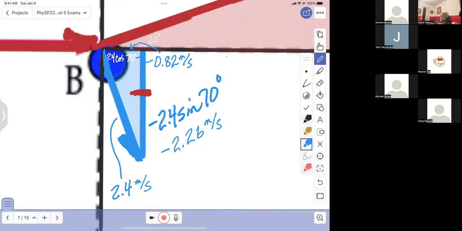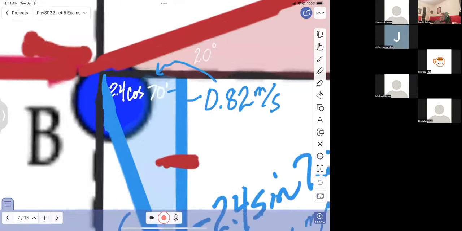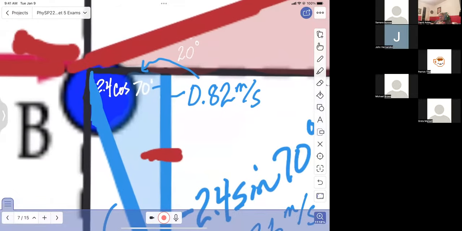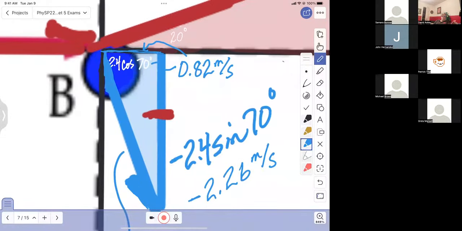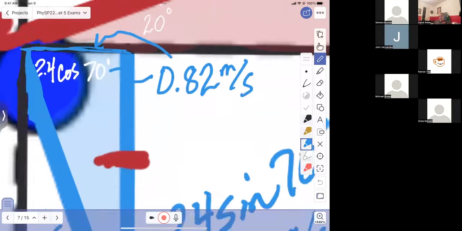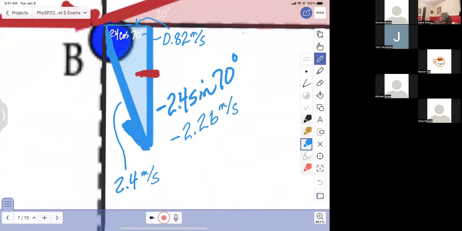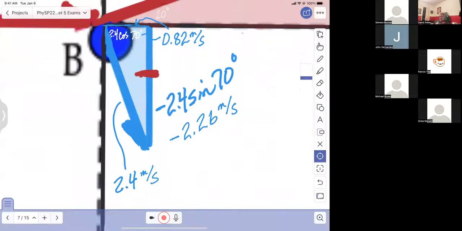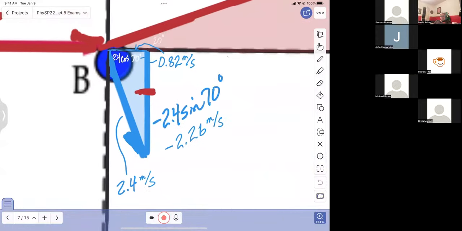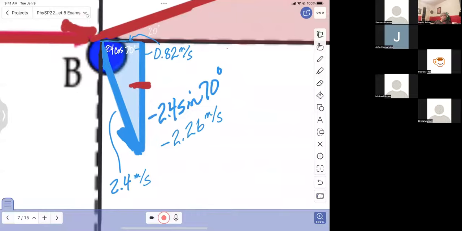If that's 70 degrees, blow this up a little more. If that's 70 degrees right there, then this leg is the adjacent side. So this leg is 2.4 cosine 70, which ends up being 0.82. If this is then 70, that's sine. So I make a negative here. Notice the negative: negative 2.4 sine of 70, which is negative 2.26. So those are the two lengths of my right triangle, the two components. Okay?